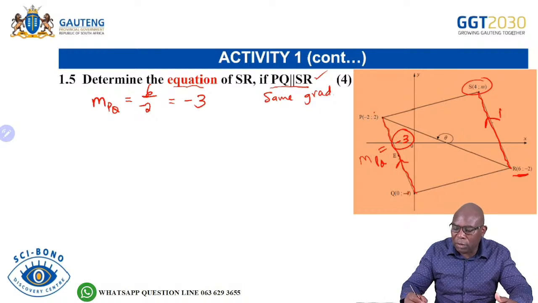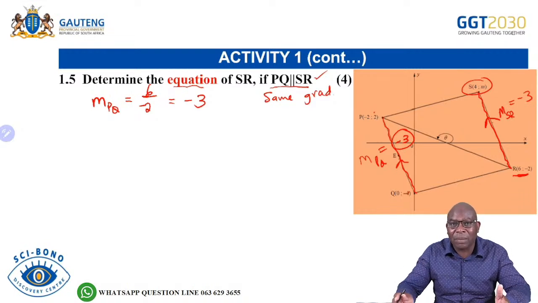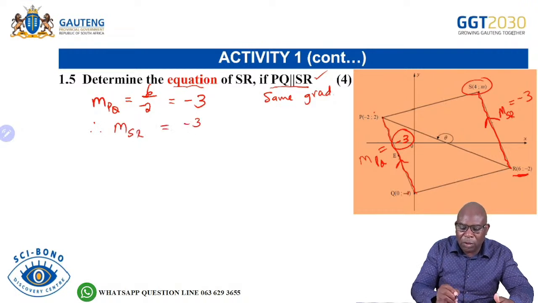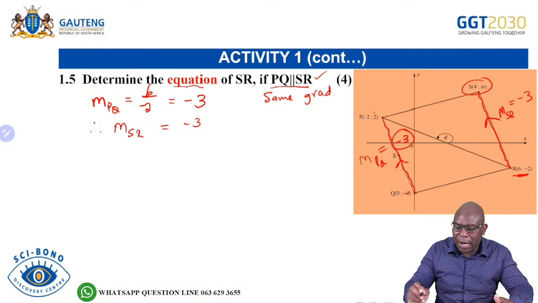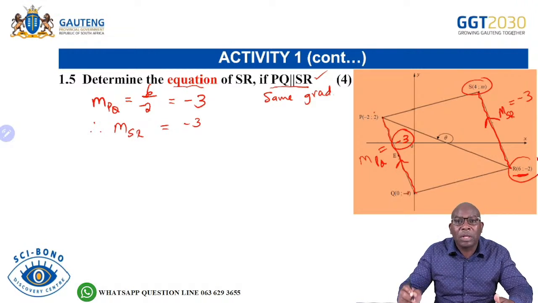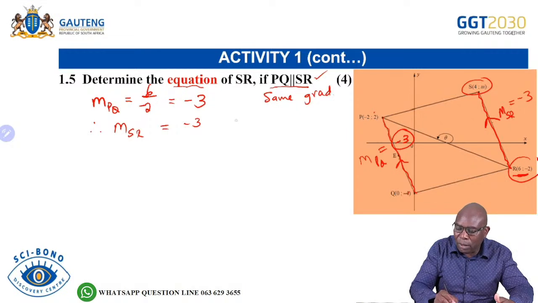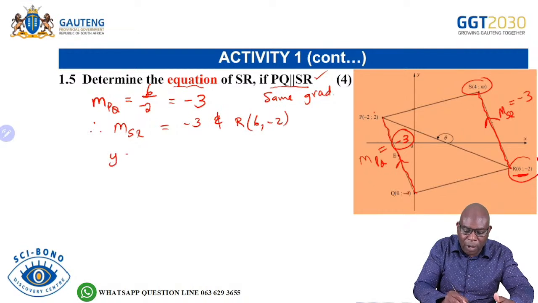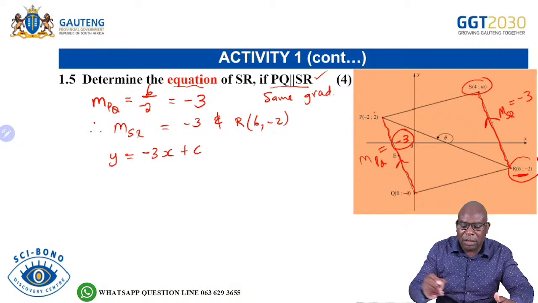So meaning that the gradient of SR will also be minus 3 because they have got the same gradient, because they are parallel. So I can then say, therefore, the gradient of SR is also negative 3. So I've got the gradient of SR. I need a point. So the point that I'm going to use is R, which is 6 and minus 2. So I've got a gradient and a point. Then I can use my y equals mx plus c. My m is negative 3.